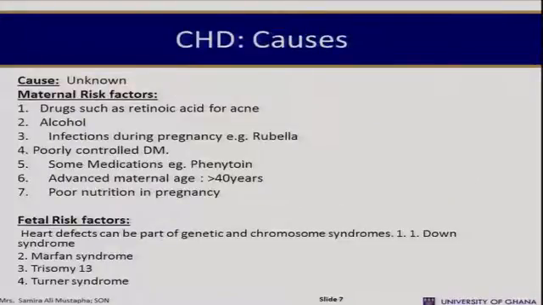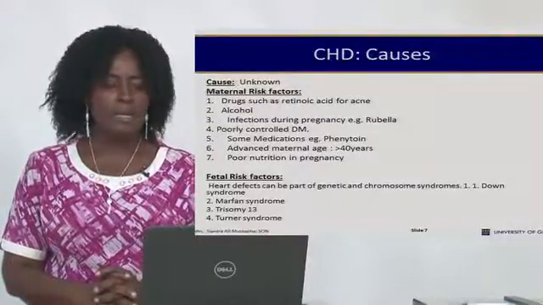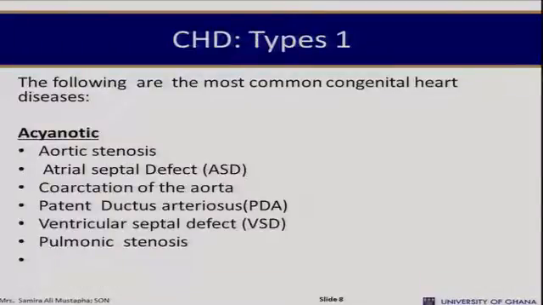So causes, here the actual cause is unknown. So we have some related maternal factors and fetal factors, as I have outlined here. You see that some conditions in the mother, or poor nutrition in the mother, or even consumption of alcohol in pregnancy, and then with the fetal risk factors, we see that it comes most of the time in association with other syndromes.